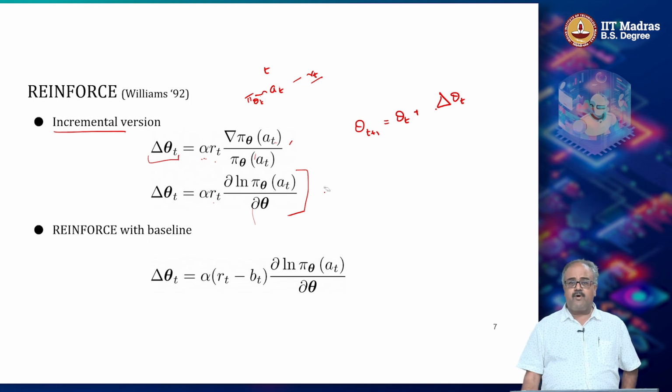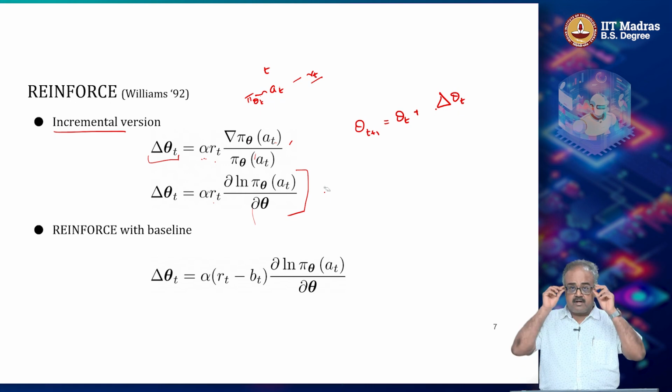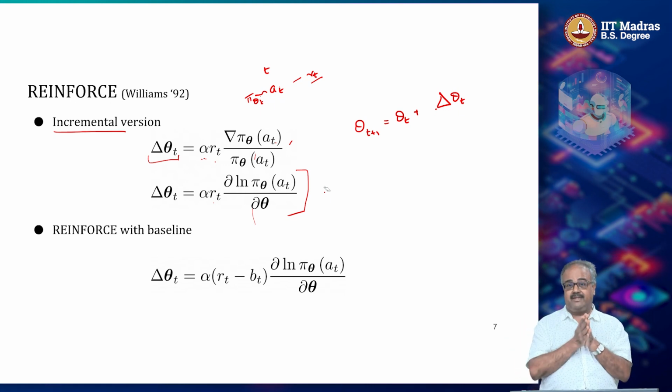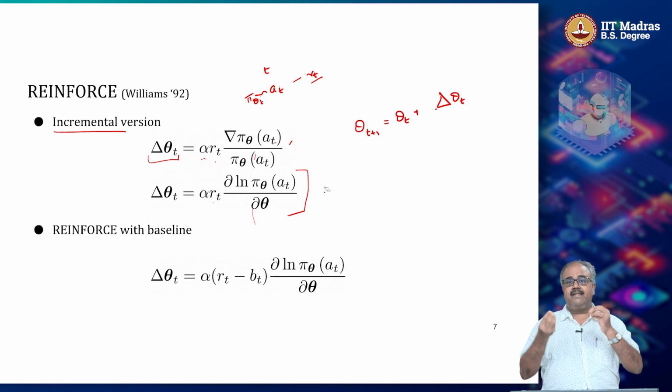Okay, so I'll tell you what the original motivation was for Williams. Suppose I get a reward R_t. Remember that R_t is just some scalar.